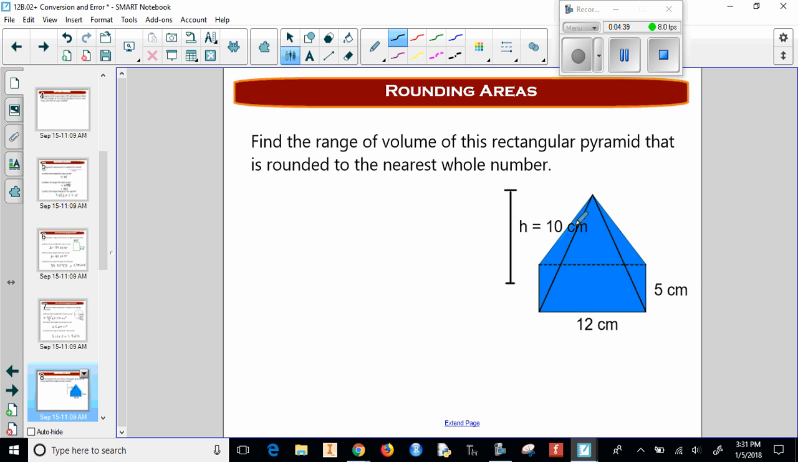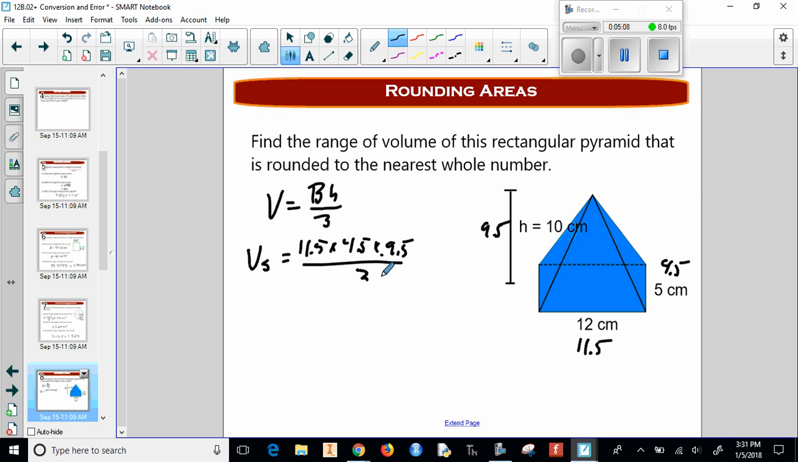So we're finding the volume. This is a pyramid, base times height divided by 3. So let's start with the volume small. The area of the base is going to be 11.5 times 4.5, and then we're going to multiply it by a height of 9.5 and divide by 3. So 11.5 times 4.5, multiply it by 9.5, and divide by 3.